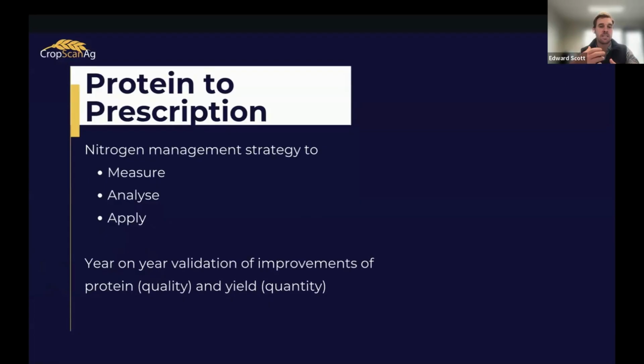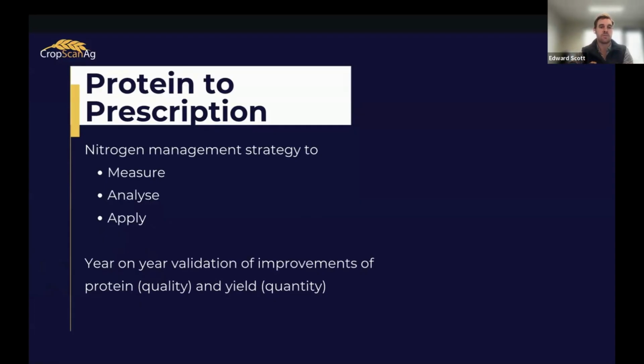We're thinking of the measurement, we're collecting that with the yield and protein. We're going to analyze that data. What is it telling us? Can we get those quadrants, that high yield, low protein, low yield, high protein? And then it's a matter of acting on it. So having confidence to apply. And really, as we go through this journey of year-on-year validation, we can see that improvement tracking through.